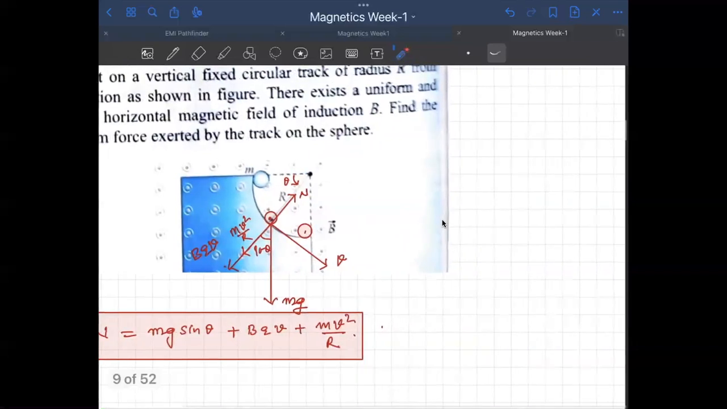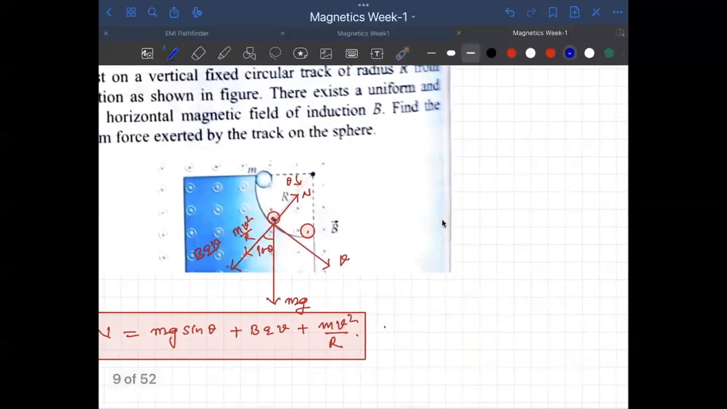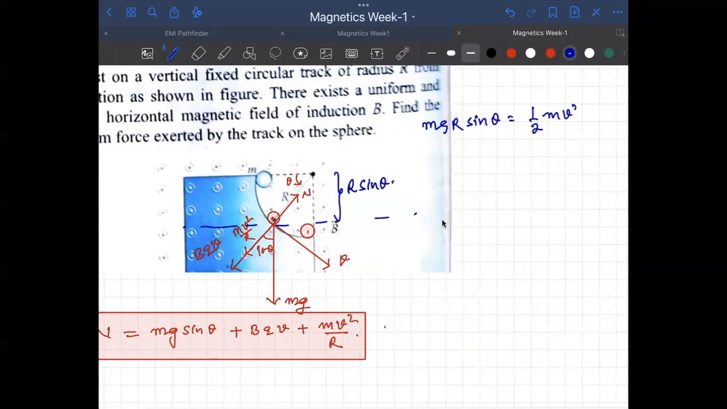Okay, 1 minute. Now here, I told you very clearly, the magnetic field does zero work. This is r sin theta. So loss in potential energy is gain in kinetic energy. Please tell me, will you agree in writing this or not?